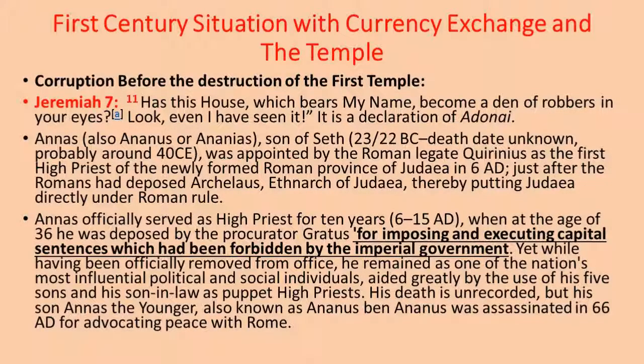He was appointed by the Roman legate Quirinius as the first high priest of the newly formed Roman province of Judea in 6 AD, just after the Romans had deposed Archelaus, the ethnarch of Judea, thereby putting Judea directly under Roman control. Now, why this is important is because for the first time in history the Romans get control of the province, and they now decide who's going to be high priest. They're going to find a guy who's closest to them, as far as mindset, beliefs, etc.